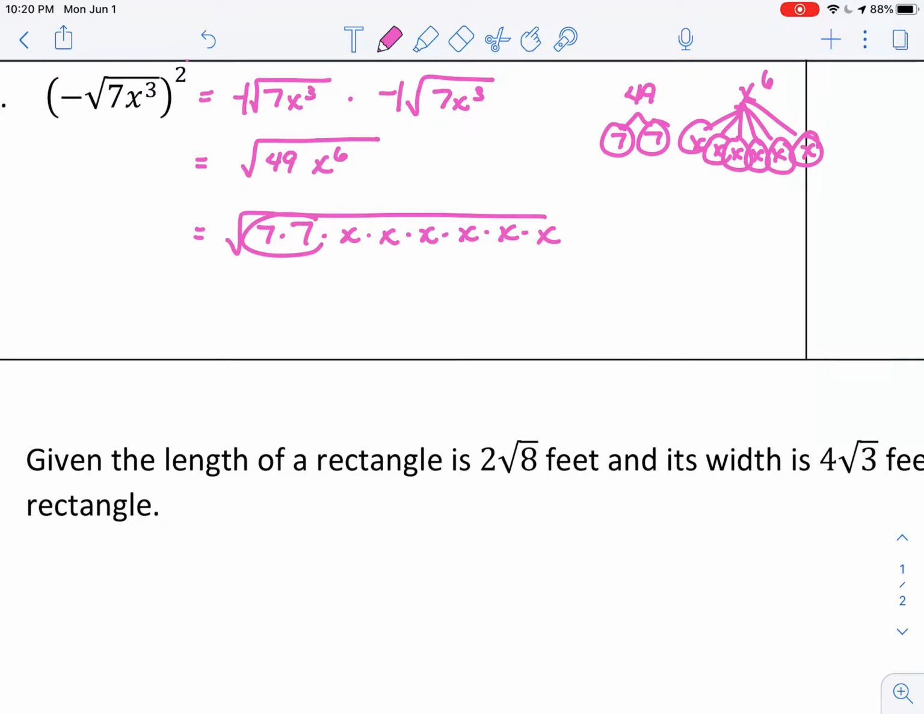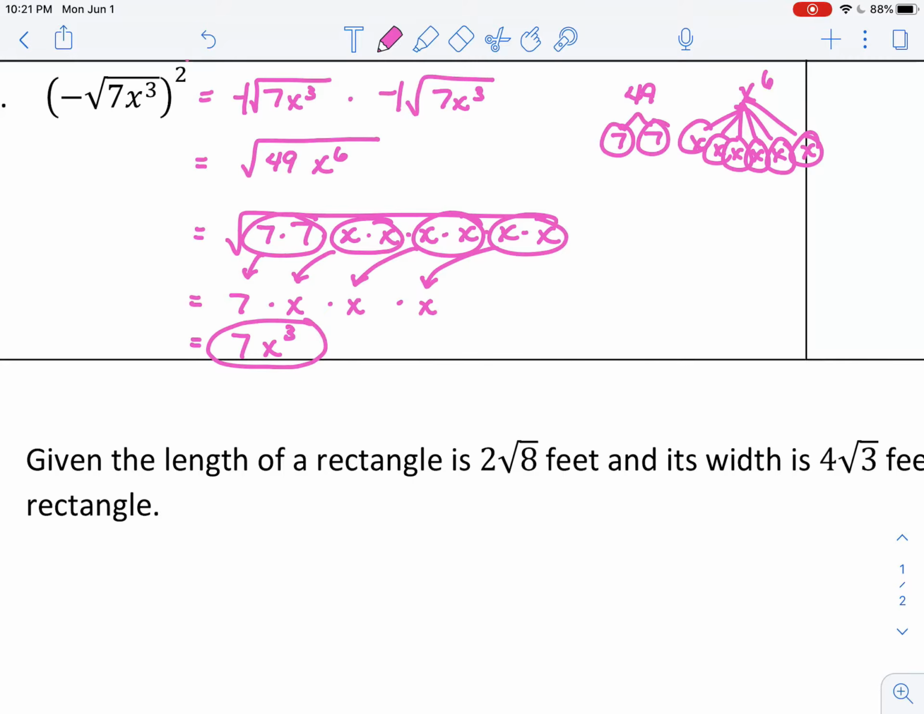Pairs make perfect squares. 7 times 7 is 49. There's a regular 7 outside the radical. X times x is x squared. Square rooting a squared number cancels. We get an x. This pair of x's gives us an x. This pair of x's gives us an x. So in the end, there's a 7, but now there's x times x times x. There are 3 of those x's being multiplied times itself.